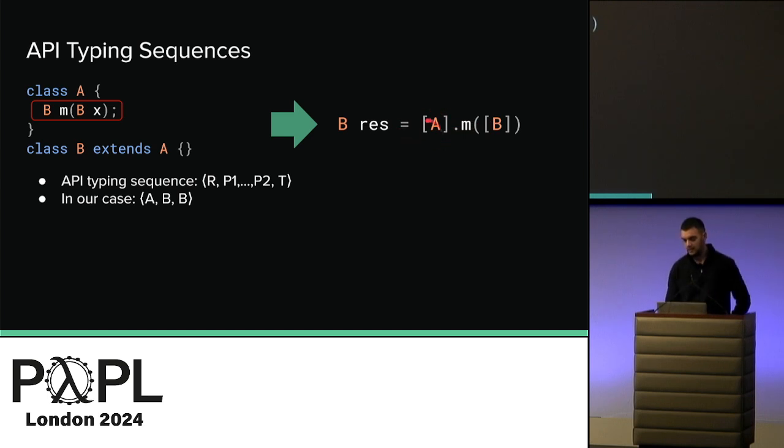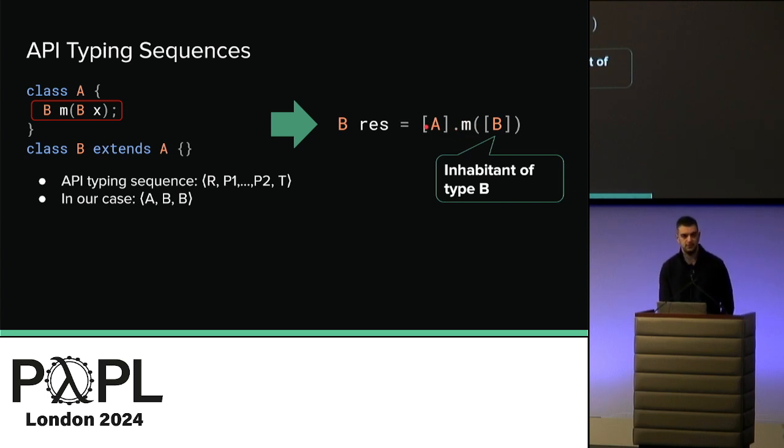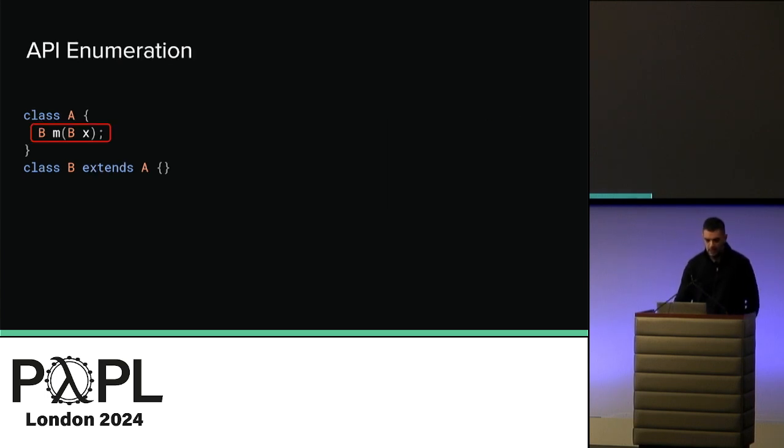And the holes here represent type inhabitants. So the meaning here is that in order to call this method, we need a receiver of type A and a parameter, or an argument, of type B. And our goal now is to generate well-typed typing sequences for every component found in the API graph, and these typing sequences represent all the possible invocations of a method using different typing patterns.